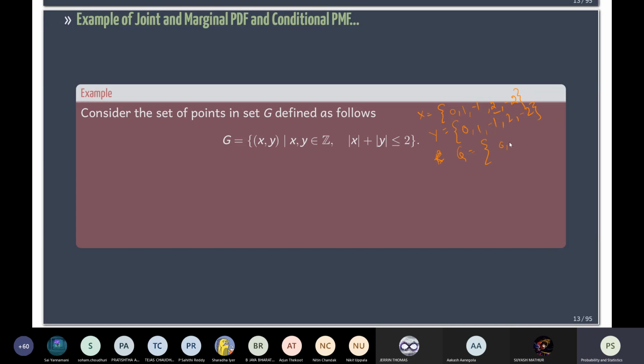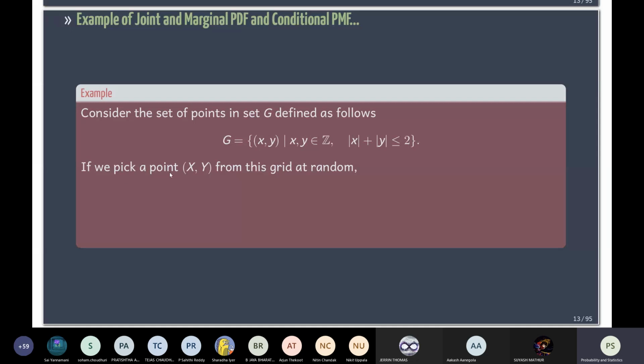If you see, (0, 0) will be allowed because that is less than 2, and (0, 1) is allowed, (0, 2) is allowed, (0, -1) is allowed, and (0, -2) is allowed. Then you go for (1, 0), which is allowed, and so on. The number of possible (x, y) which satisfy this, if you do this calculation, will be 13. You can verify this. These are the possible values that you have.